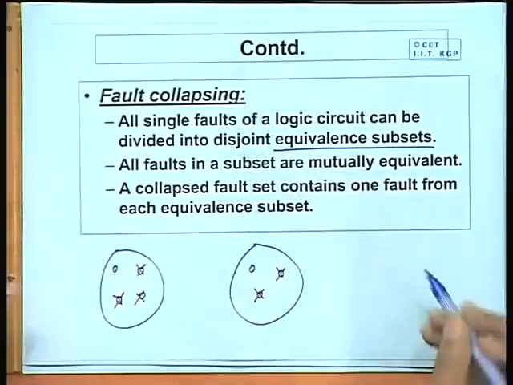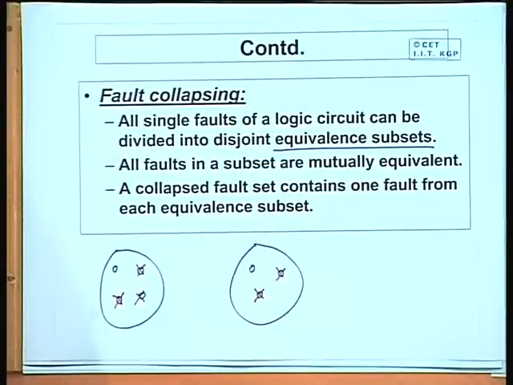So, fault collapsing is a pre-processing step. Using fault collapsing, you can drastically reduce the number of faults that need to be considered, because reducing the number of faults will help you in carrying out fault simulation and test generation, and also during testing. So, the number of test patterns also gets reduced. Let us try to frame some rules using which you can carry out this kind of fault collapsing.